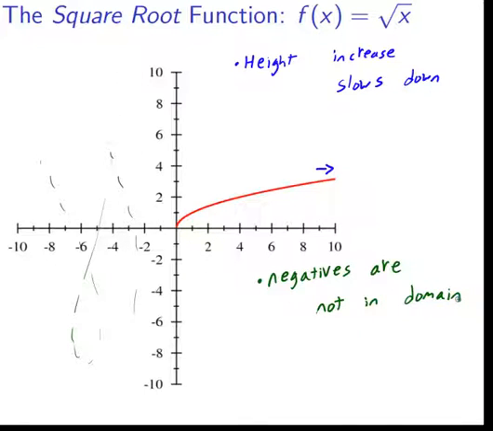So there's no number that you can square that will give you a negative number, at least in the real numbers. So the negatives are not in the domain of the square root function.